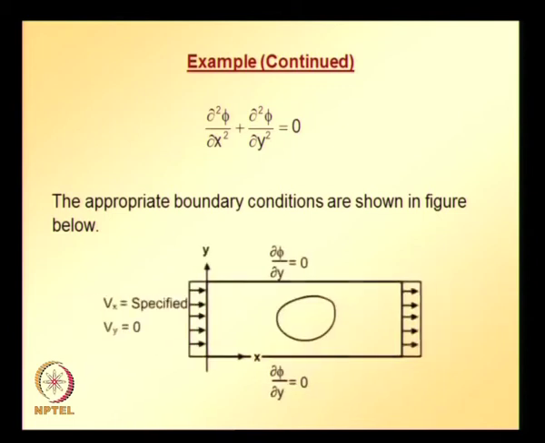Appropriate boundary conditions are as shown in the figure: the essential boundary condition at the top and bottom is that the partial derivative of potential with respect to y is equal to 0, and Vx is specified on the left vertical side and Vy is equal to 0. So, we can redo the problem that we already did using the stream function, now for the potential formulation.